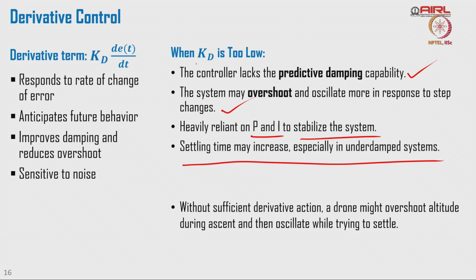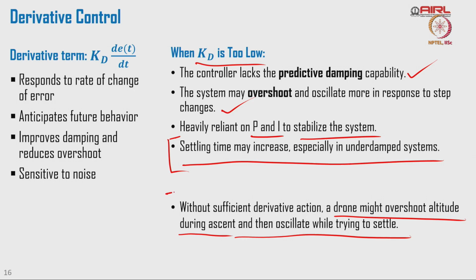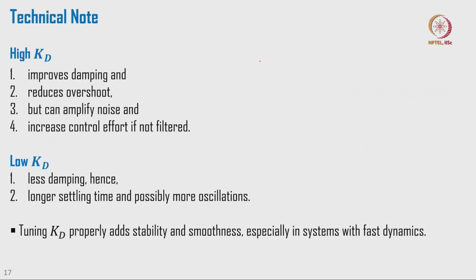so that we get the desired performance. So, when Kd is too low, the settling time may increase, which indicates that the system is reaching steady state in higher time. That might not be desirable for many applications. Without sufficient derivative action, a drone might overshoot altitude during ascent and then oscillate while trying to settle. So, that is the problem of low Kd.